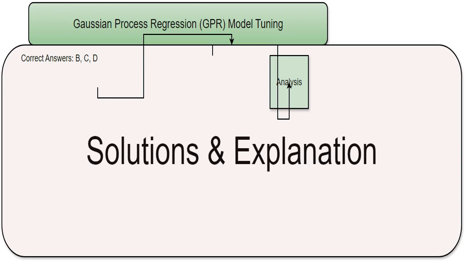This section will provide explanations for why some of the multiple-choice answers are correct and others are incorrect. I will justify which answers will help reduce prediction uncertainty for the Gaussian process regressor. I will show you why some choices are better than others.